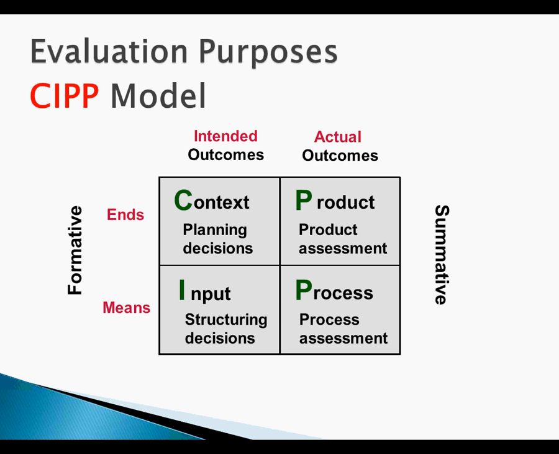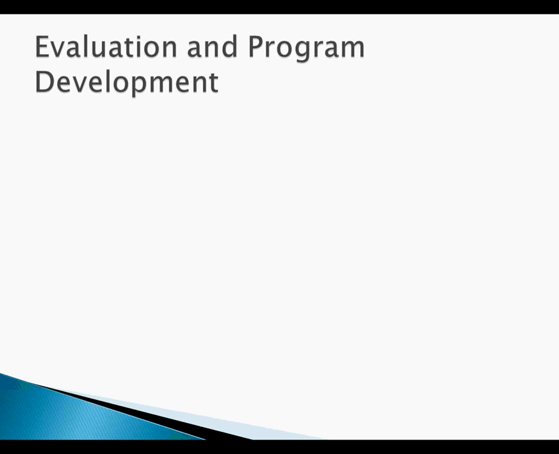And going across the grid, context and product evaluation look at the ends you're trying to achieve, and then input and process evaluation looks at the means by which you would attempt to reach those ends. So a lot of information, a lot of different kinds of evaluation wrapped up in this particular model.